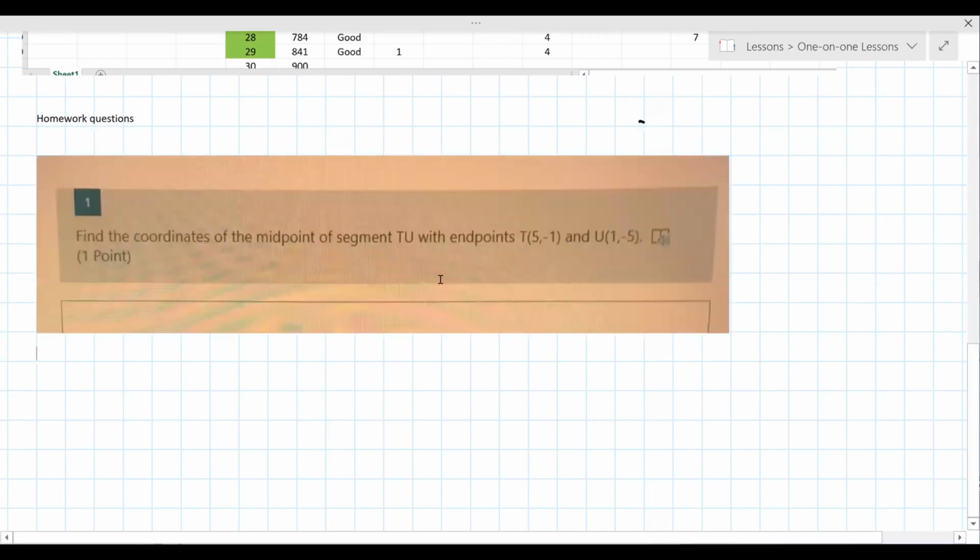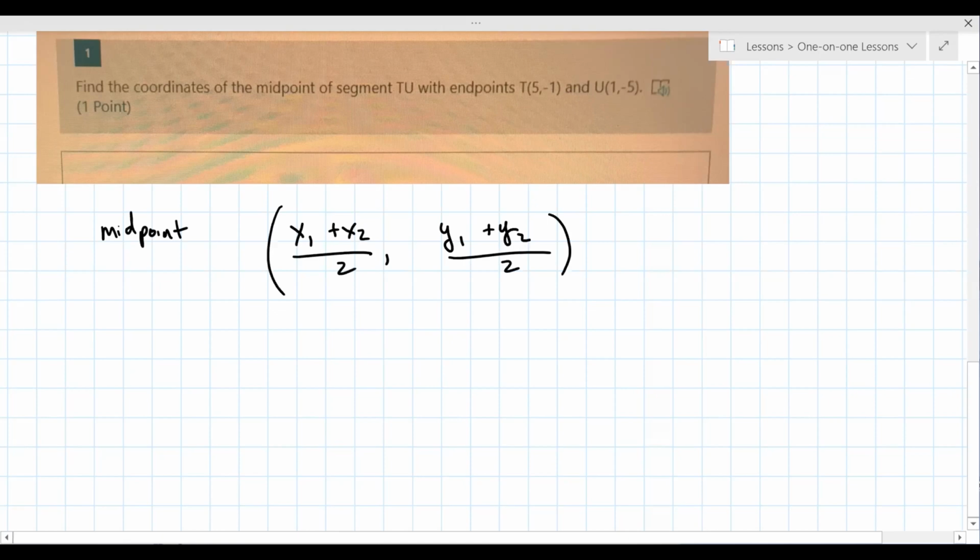All right, find the coordinates of the midpoint of segment TU with endpoints of (5, -1) and (1, -5). So these are ordered pairs, and there's a place that's in the middle of it. The midpoint has a formula. It's written x1 plus x2 over 2, comma, y1 plus y2 over 2. I don't find that particularly useful. I think it's better to remember it as an average of the two numbers.